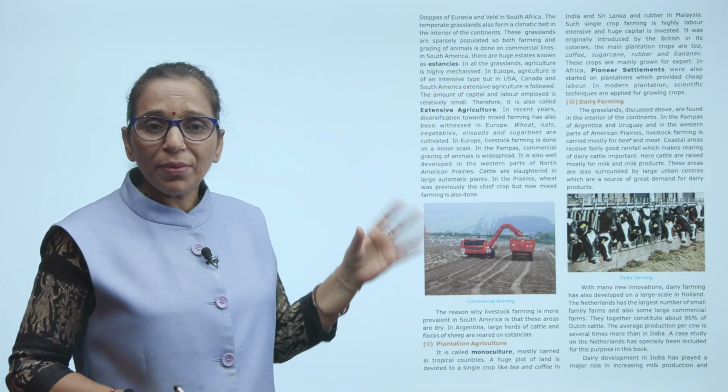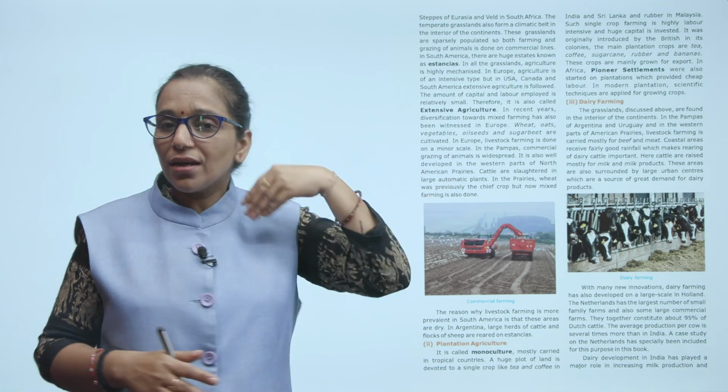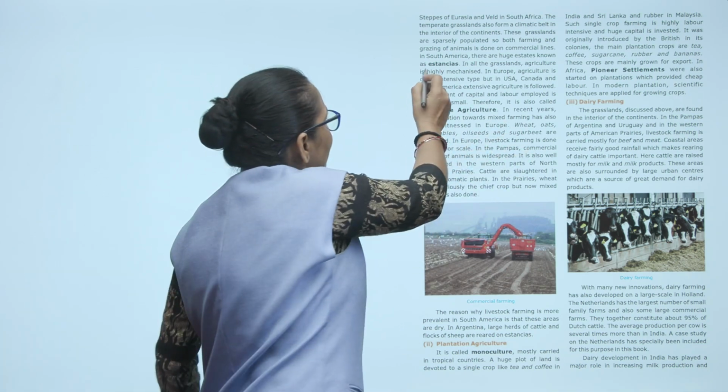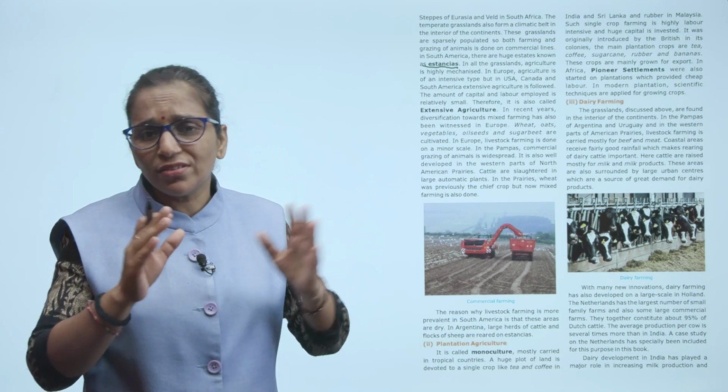So there is a special type of crop grown. The temperate grasslands also form a climatic belt in the interior of the continent. Now these grasslands have a very small population, so both farming and grazing of animals can easily be done on a commercial line. If you go to South America, there are huge estates known as estancias. In all these grasslands, agriculture is highly mechanized. Advanced technology is used in these farmlands.